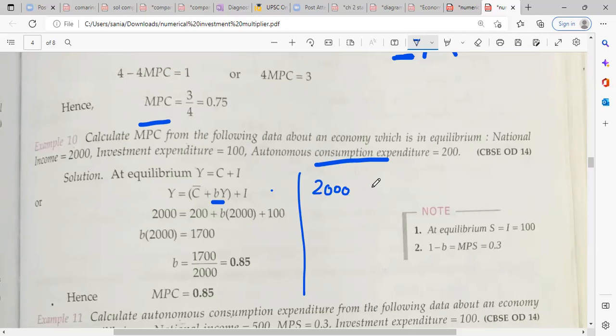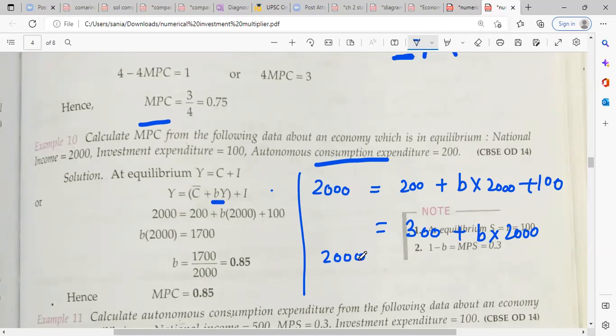Okay, 2000 equals 200 plus B multiplied by 2000, plus 100. First of all, you will just add these two, so you get 300 plus B multiplied by 2000. This is in plus, so it will go here and be subtracted. Yes or no? Yes, ma'am. So here it will be B multiplied by 2000.